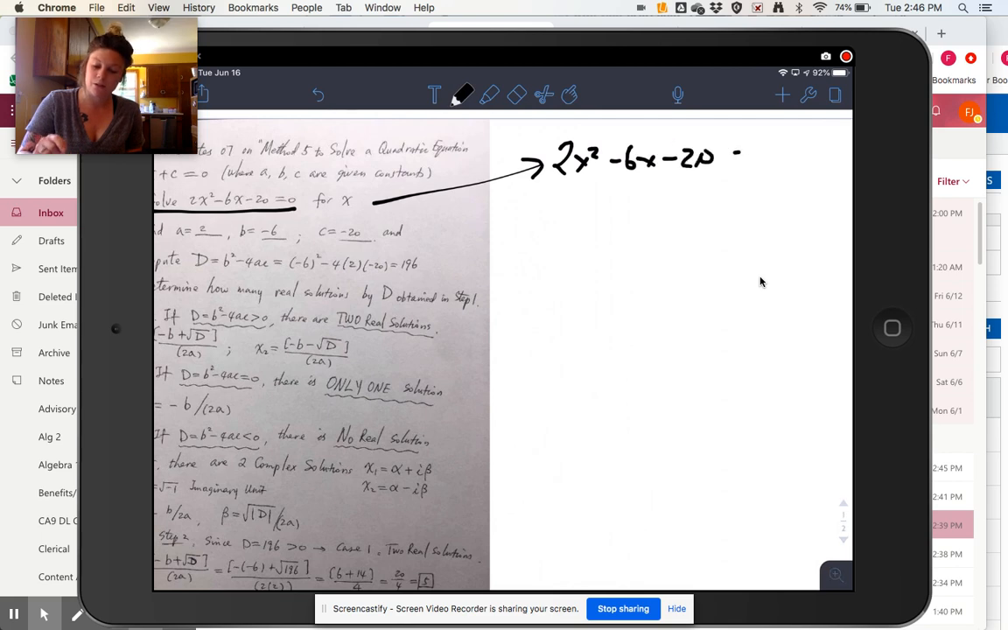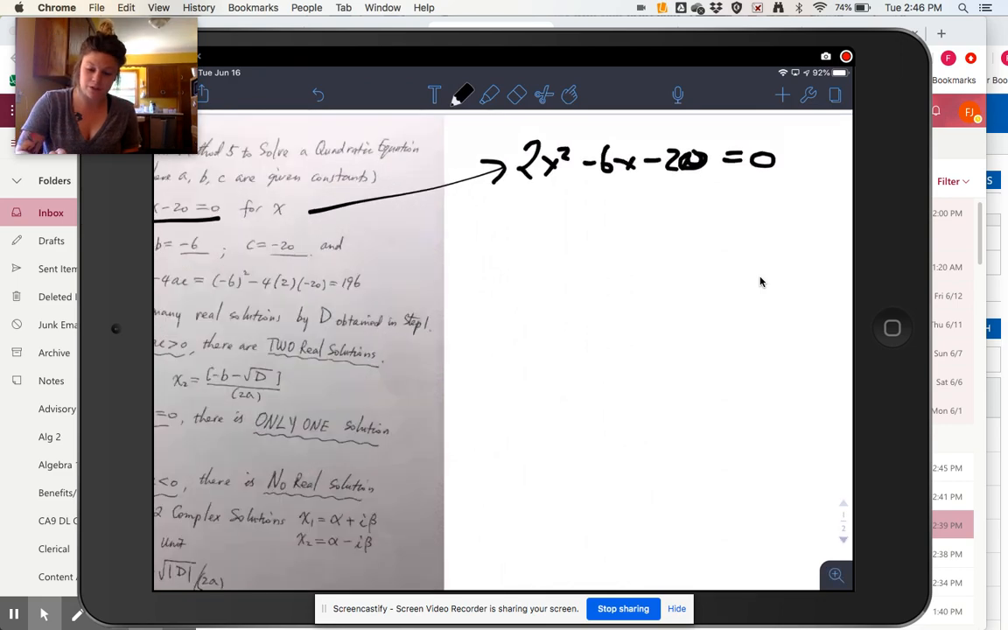Sorry, I don't have my thing with me, but anyway, handwriting's a little messy.